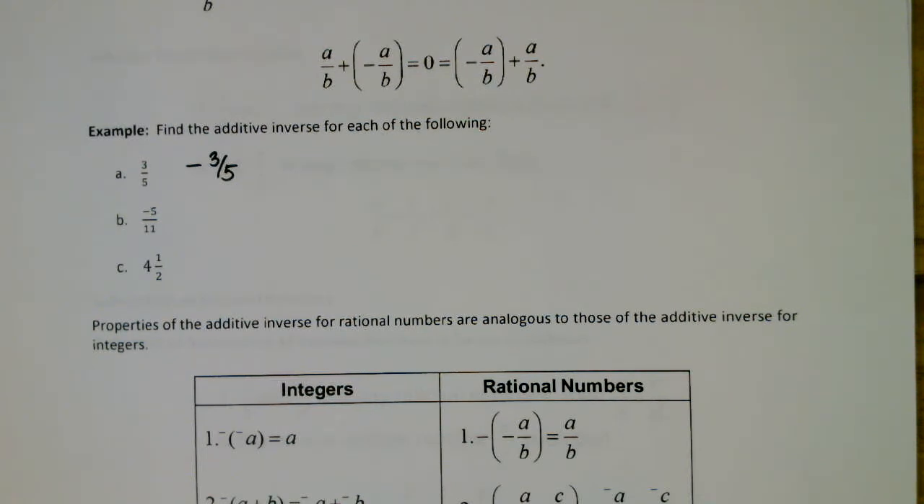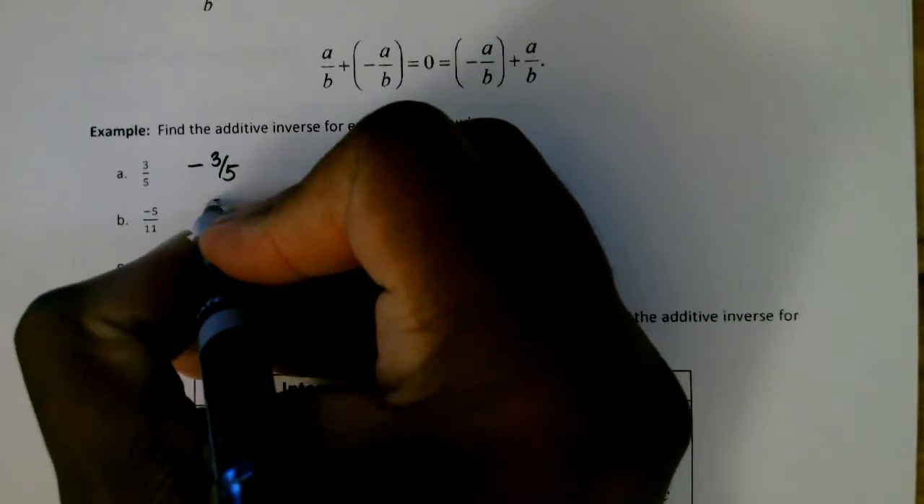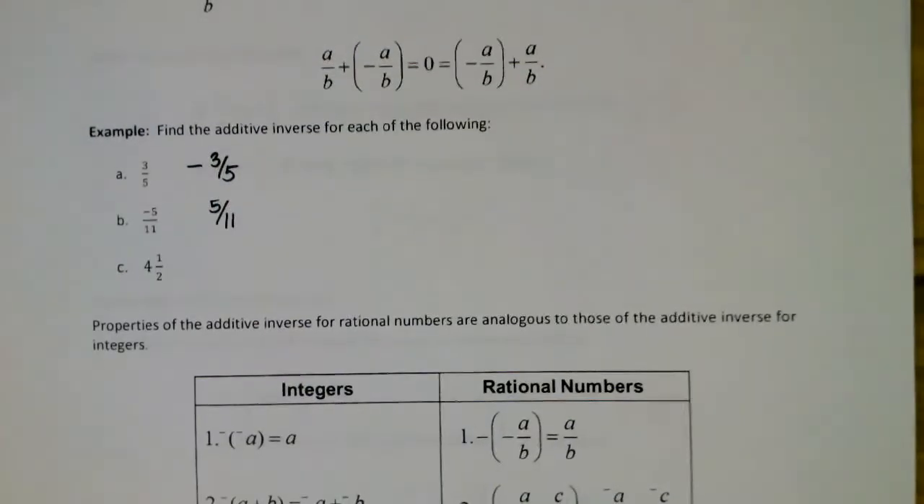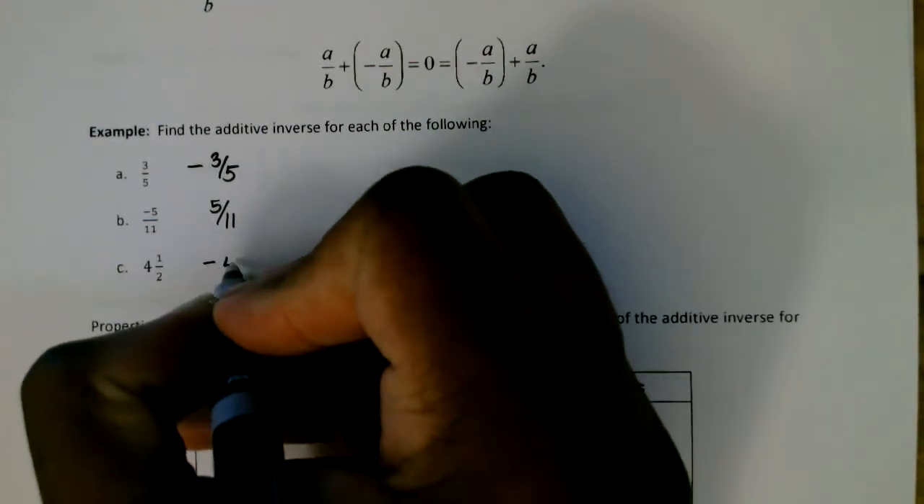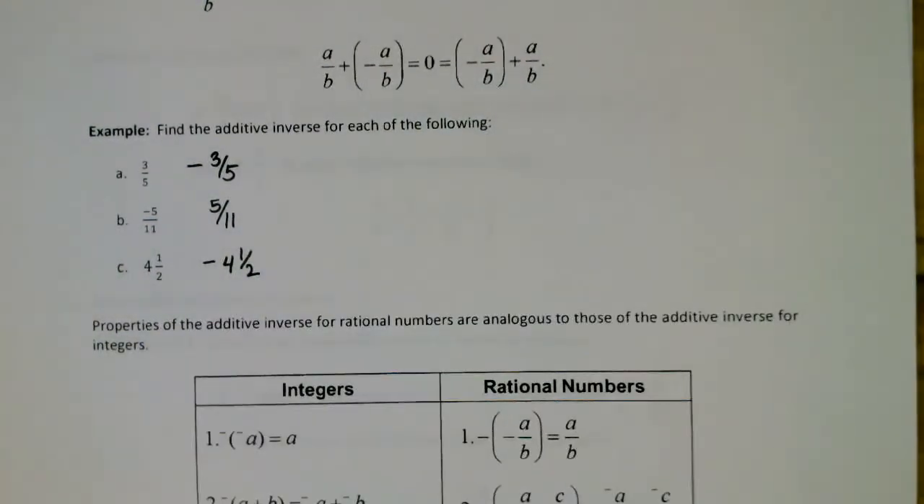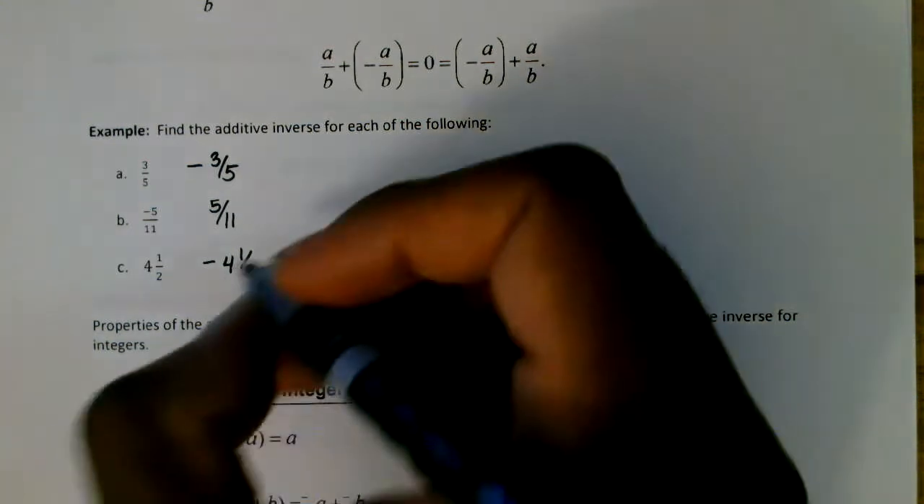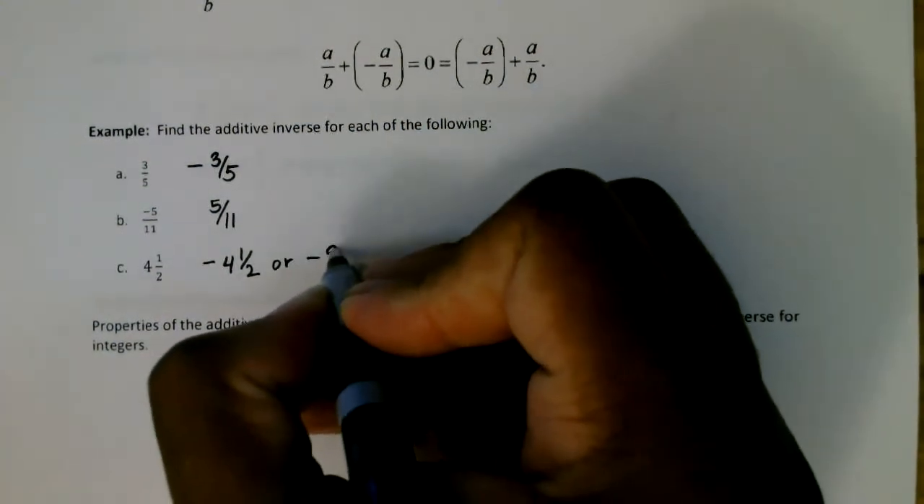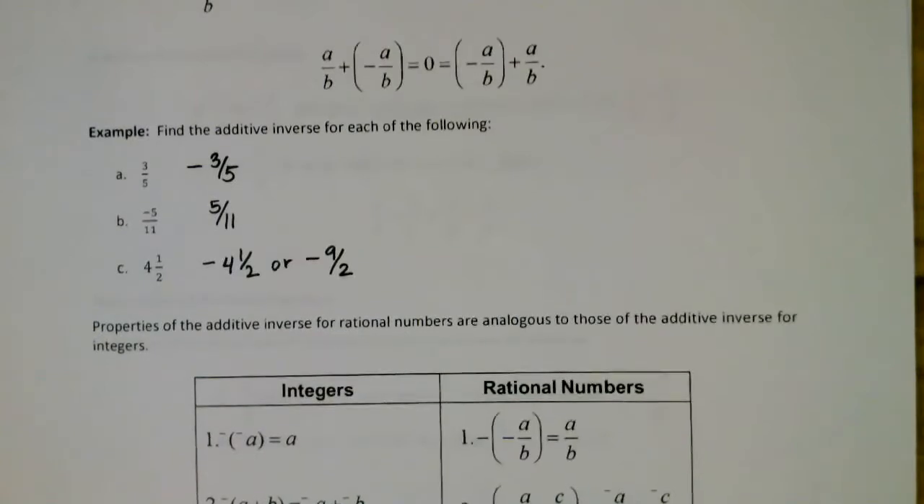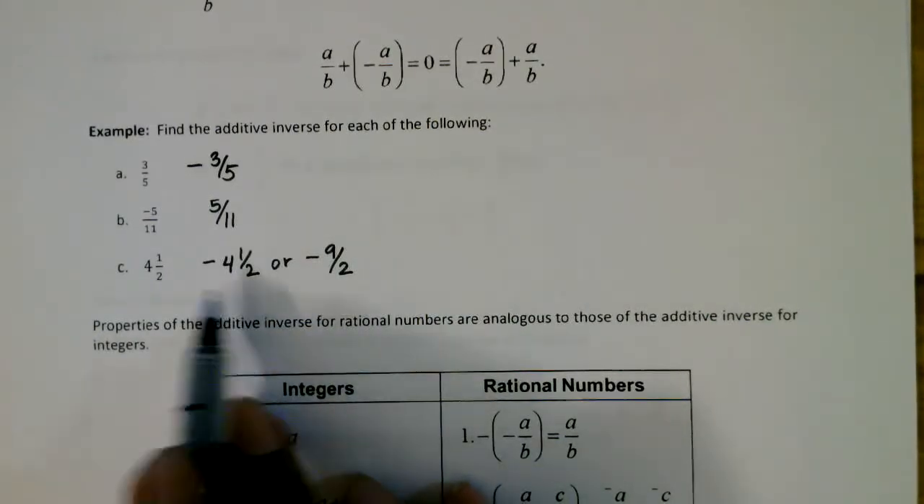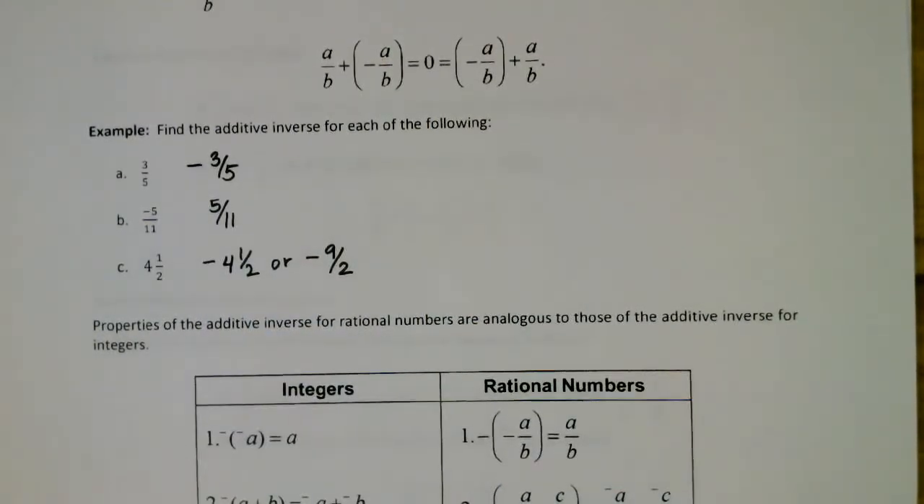And in part B, negative 5/11. The additive inverse of that would be just simply 5/11. And then for 4.5, its additive inverse would be just simply negative 4 1/2. Now, if you wanted to, you can write that as an improper fraction of negative 9/2. Denominator times the whole number plus the numerator.